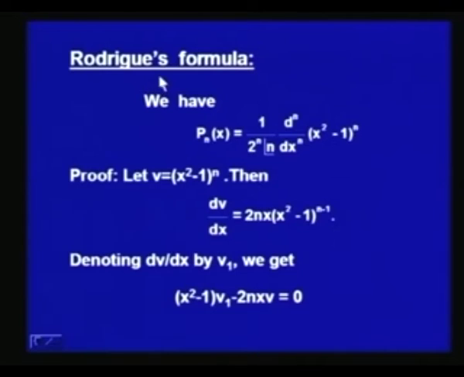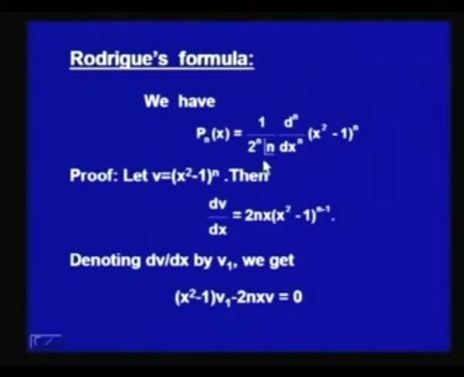Now, we shall study the Rodrigues formula, which represents the Legendre's function of first kind, that is Pn(x), by this formula: 1 over 2 to the power n into n factorial, d^n over dx^n of (x squared minus 1) to the power n. That is, the finite series solution of the Legendre's equation for integral values of n can be expressed in a compact form, which is given by this equation. This is known as Rodrigues formula.